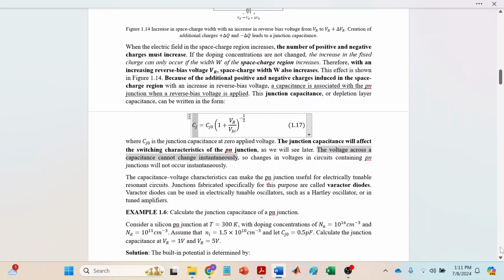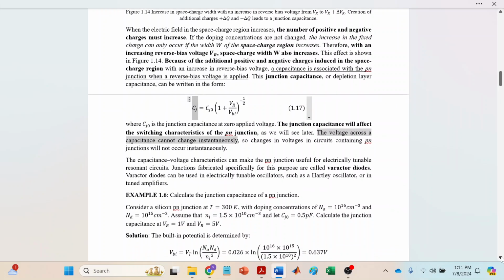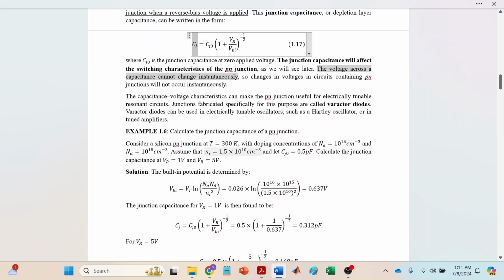We are going to calculate the junction capacitance of a PN junction at this temperature, with this doping concentration, intrinsic carrier concentration, and this CJO. We are going to use the same formula we presented, and we got 0.63 volts. Remember, here we're calculating the junction capacitance at this reverse bias voltage and at this reverse bias voltage.